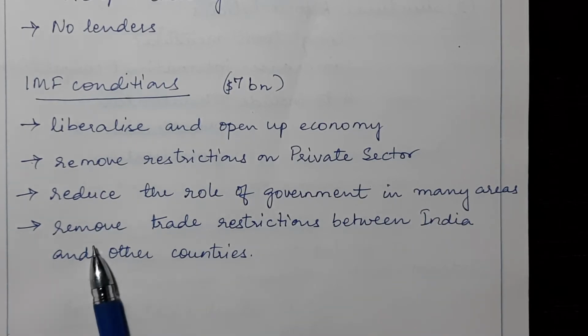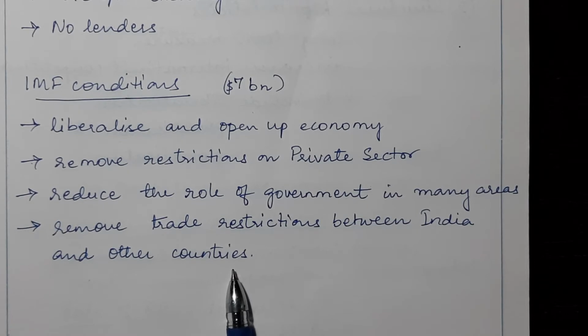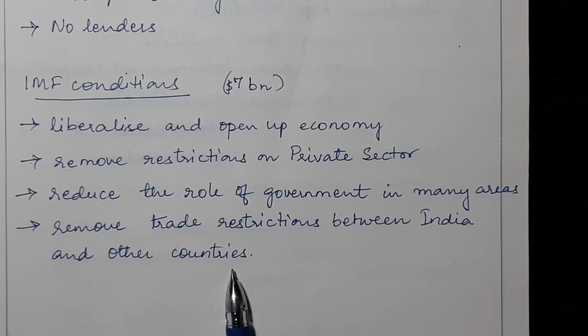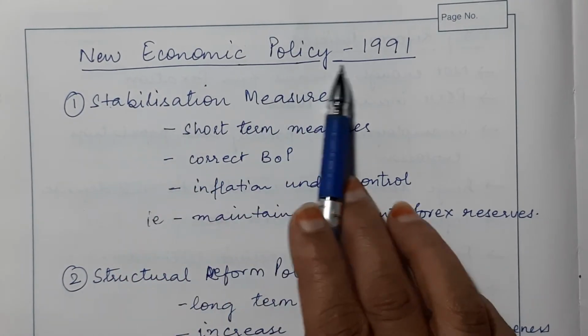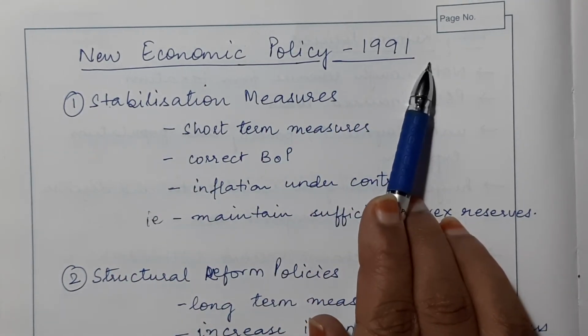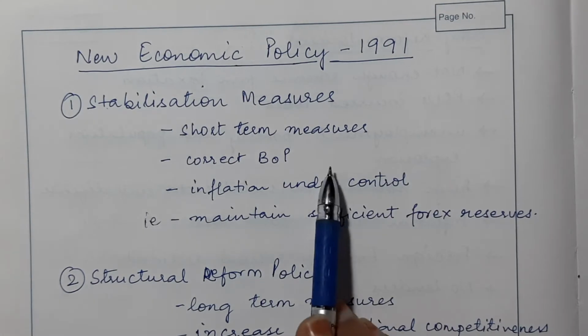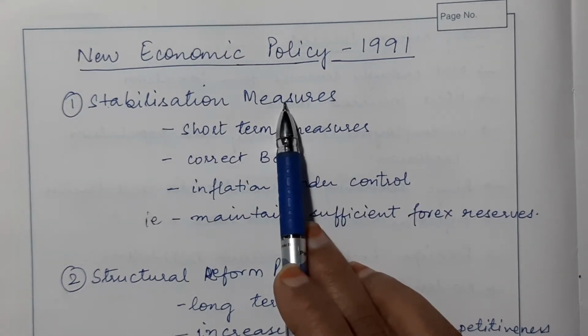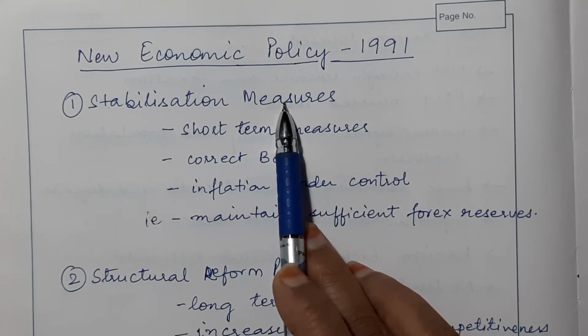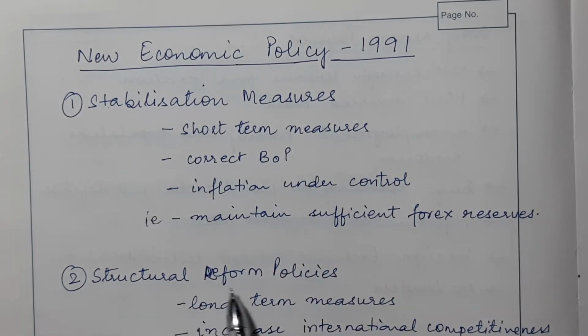Then also to remove trade restrictions between India and other countries. So this is called a policy of globalization. That means the restriction on imports and exports was lifted. And hence India announced its new economic policy in the year 1991. These policies can be broadly classified into two groups: the stabilization measures and the structural reform policies.